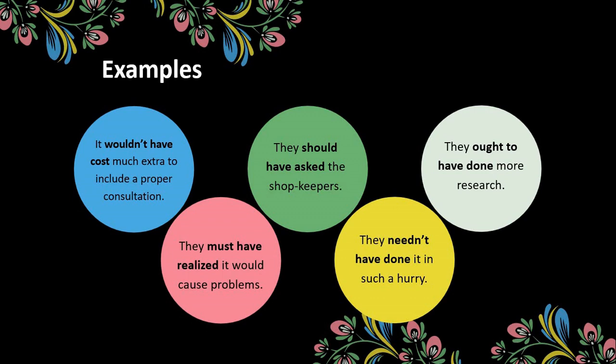They should have asked the shopkeepers. They ought to have done more research. They must have realized it would cause problems. They wouldn't have done it in such a hurry. So from these examples, you can see how we can use modals in the past to speculate and to analyze, and how you can use the auxiliary verb have with them.